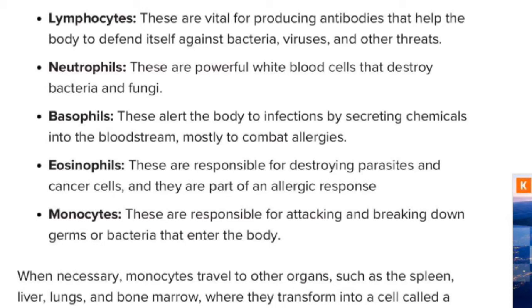When necessary, monocytes travel to other organs such as the spleen, liver, lungs, and bone marrow, where they transform into a cell called a macrophage. A macrophage is responsible for many functions, including removing dead or damaged tissue, destroying cancer cells, and regulating the immune response.